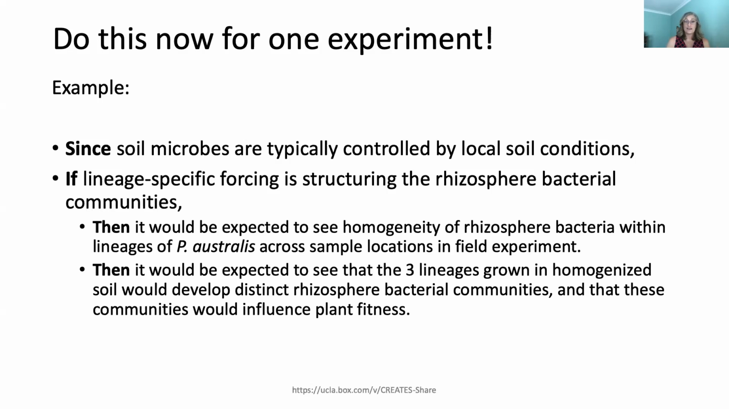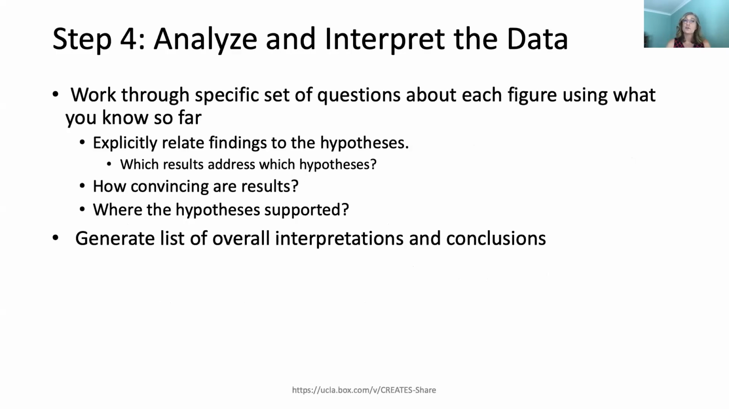Then the next step is to say, okay, is the hypothesis supported or not? To do this, we have the students go back to what they've done so far and work through a specific set of questions about each figure, explicitly relating the findings from the article to these hypotheses and making sure they can see which results address which hypothesis. We also have them think about how convincing the results are, and write for themselves a general list of interpretations and conclusions from the experiments.